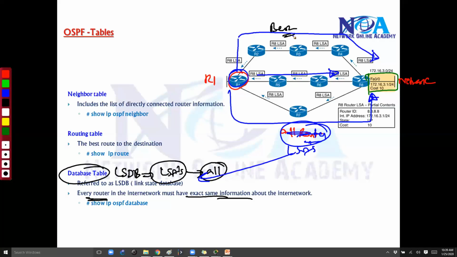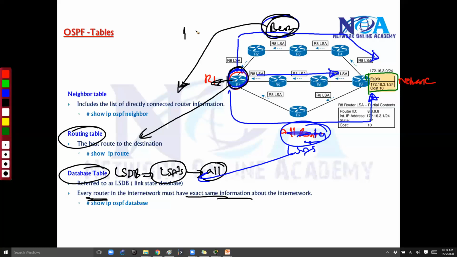And the information about the best route, or if you want to see which route is used by the router to forward the packet, you will see that in the routing table. So the routing table contains the best route to the destination. Like out of these three routes, this will be in the routing table, assuming this is the best. Of course, it will calculate based on the bandwidth. We'll talk about that in the OSPF metric topic. And that best route you'll find inside the routing table.